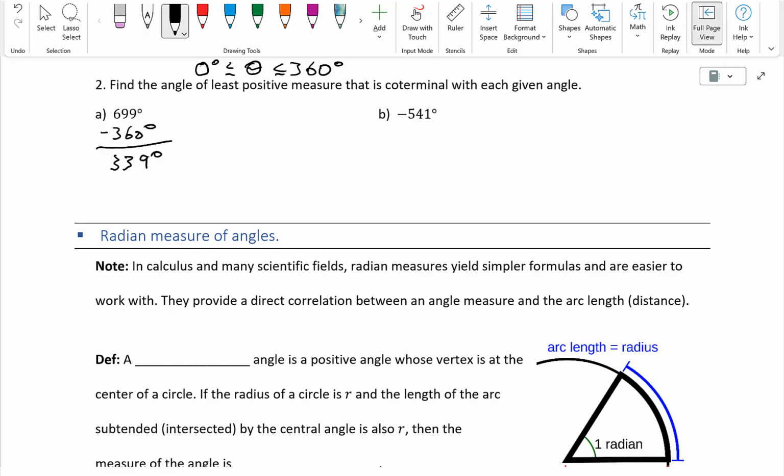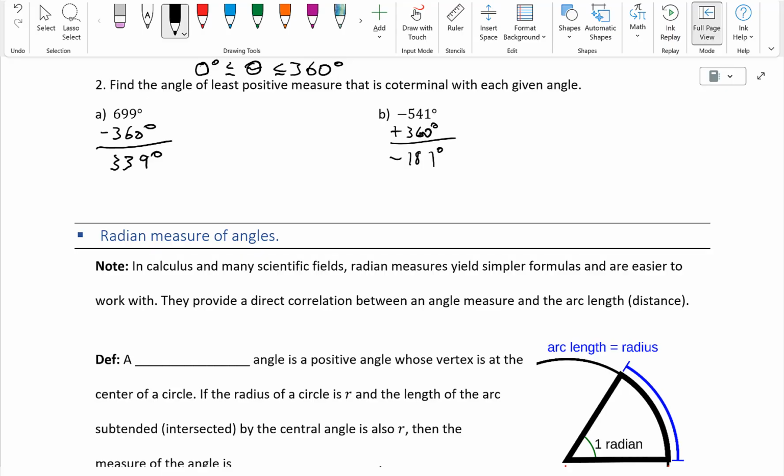For B, we start with minus 541 degrees. Now, since we're negative, we're going to add 360s to go around the circle, get back to the same spot, but move in the positive direction. Adding 360 here is really just us subtracting and keeping the sign of that bigger number, the negative. So I'm going to write down the 1, and 54 minus 36 is 18, so 181 degrees. But we keep the negative sign because we had more negative to start.